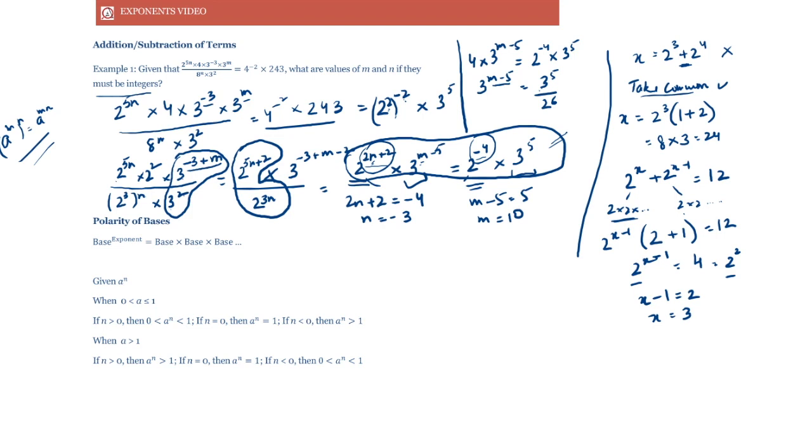What is polarity of bases? So for example, if I have 2 and I put it to any real power, for example, I put it to 4, or I put it to 1 by 4, or I put it to -4.